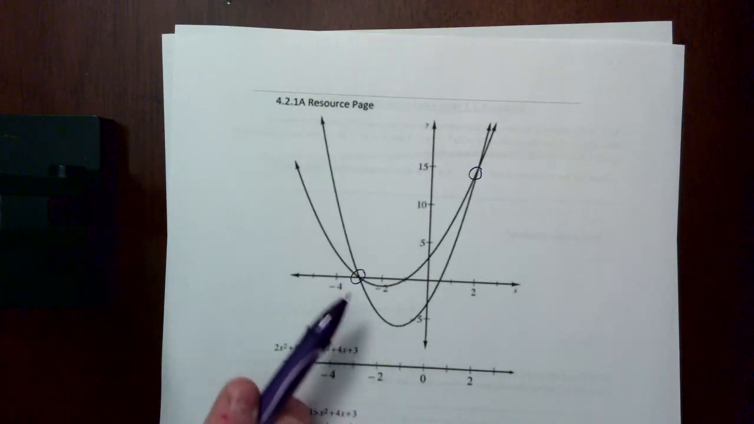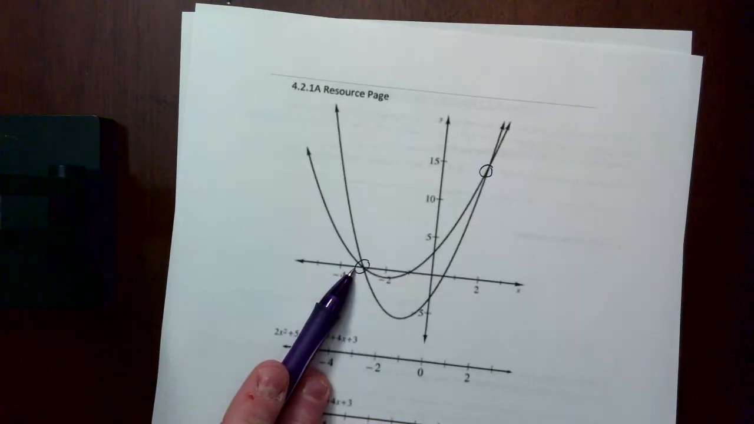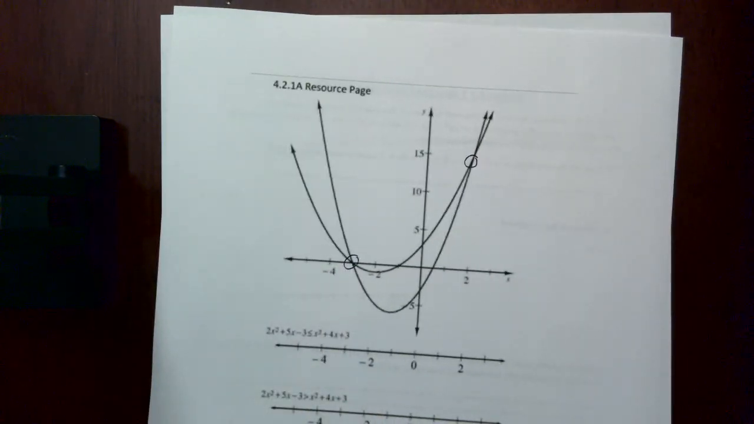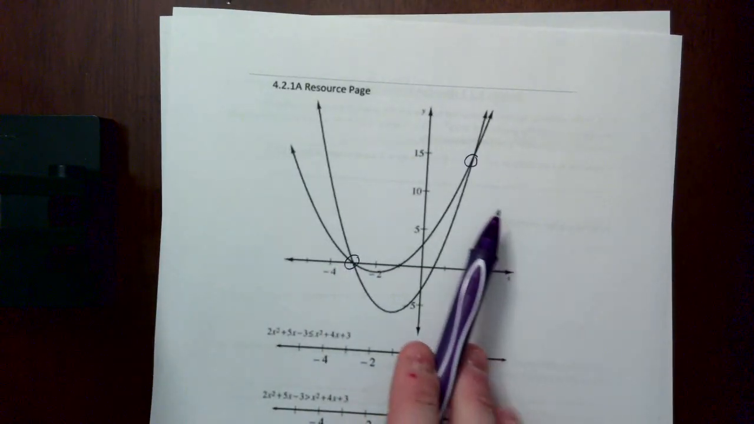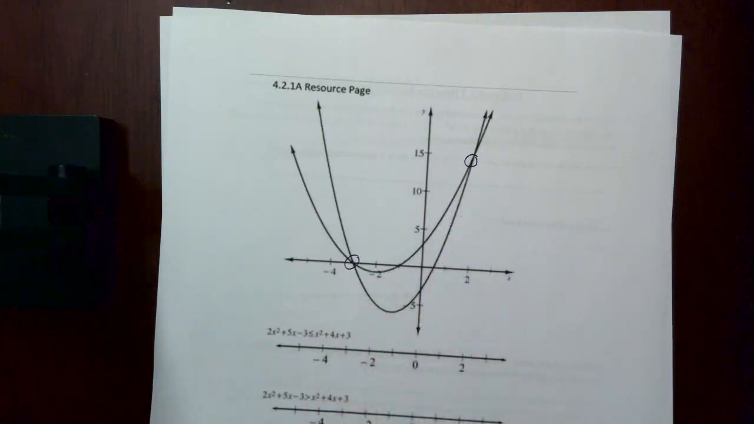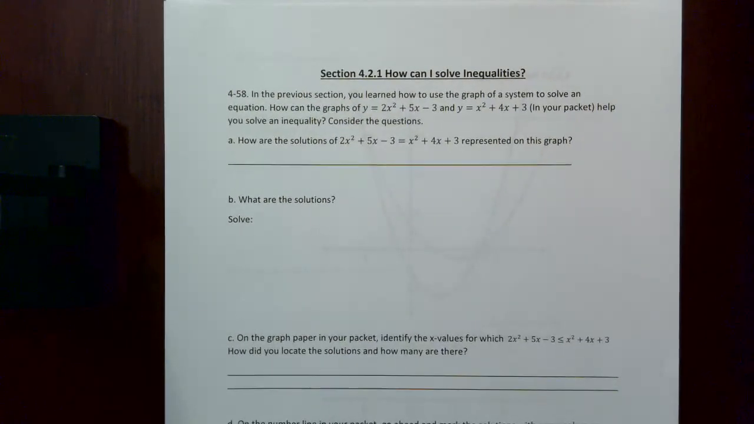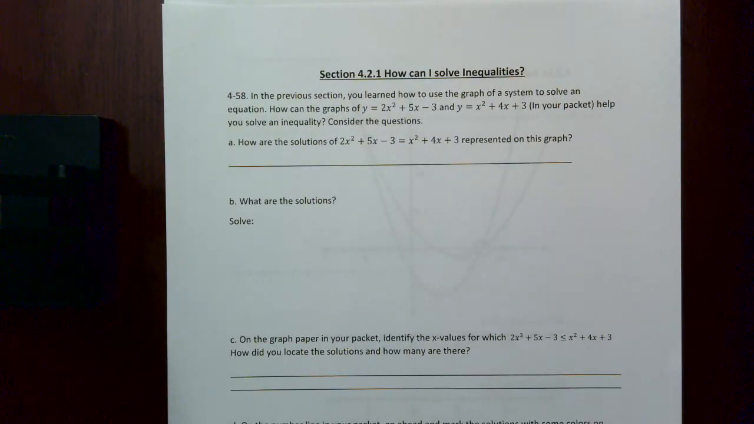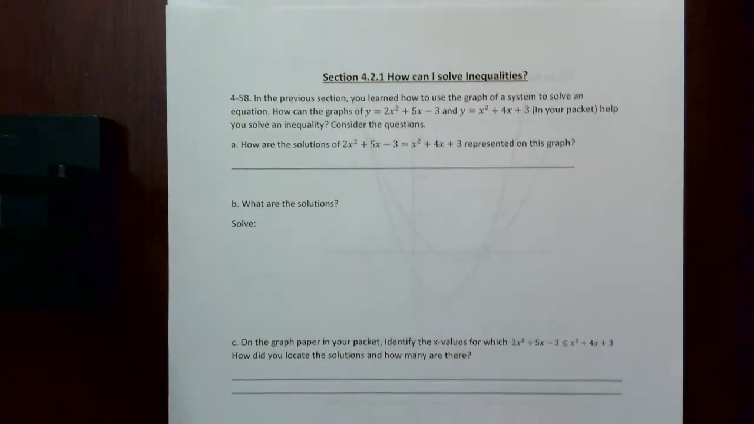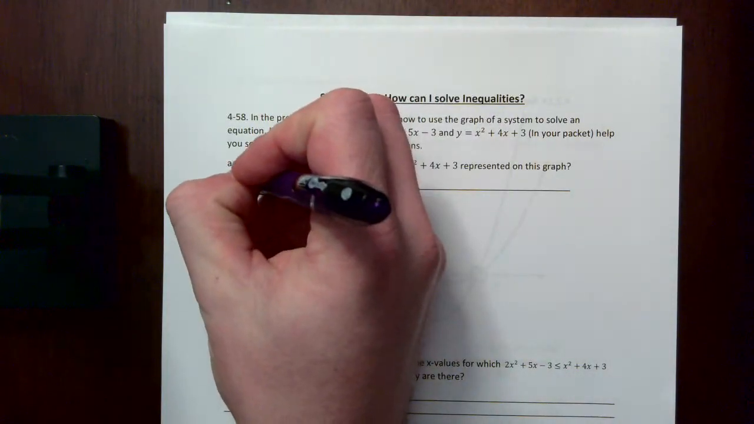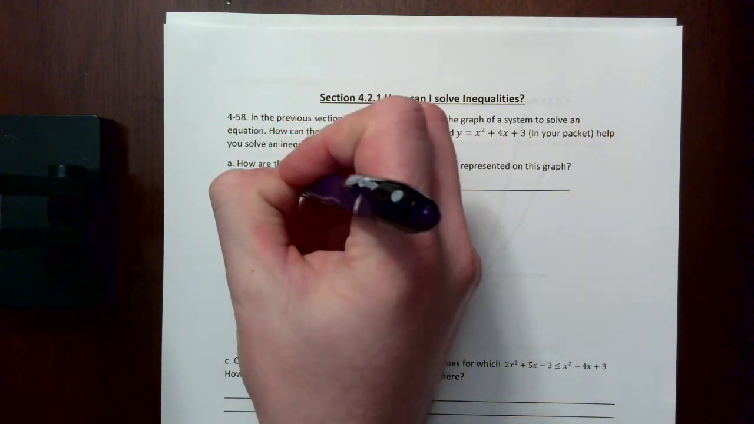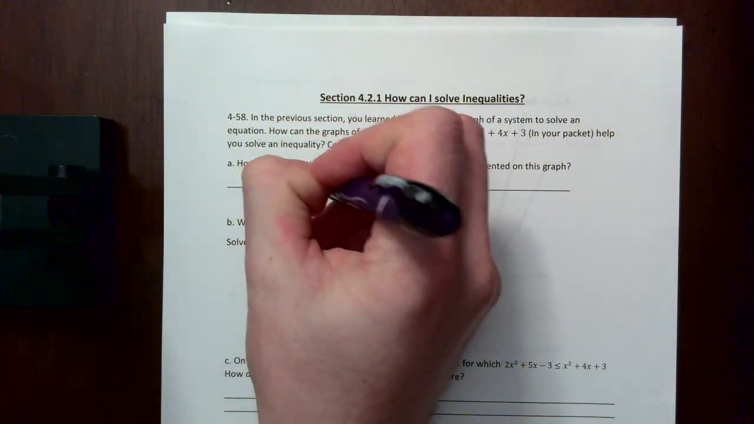So in this case, we plug in the value -3, and we get the output of 0 for both of those functions. And the same thing up here: when we plug in, I think that's the value 2, we'll get out the value 15. So we're going to put that to the test, and here's how we're going to do it. To answer the question, how are the solutions of 2x squared plus 5x minus 3 equal to x squared plus 4x plus 3 represented in this graph? They intersect, and that is where their solution is.